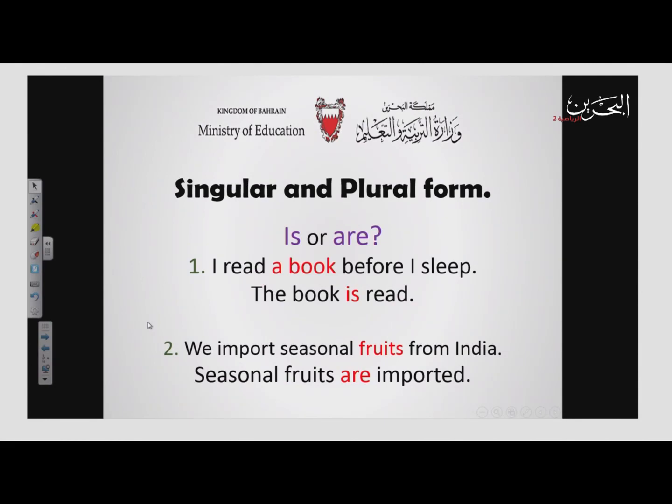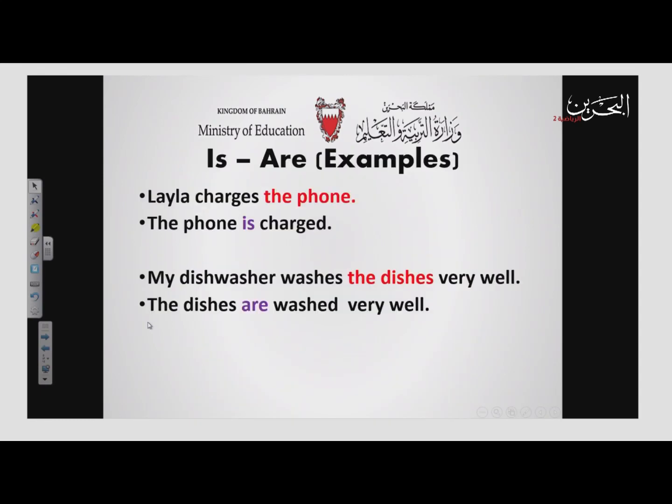Now we will do an exercise just to emphasize the use of is and are. Or let me take an example before that.